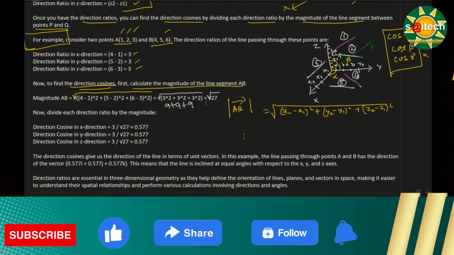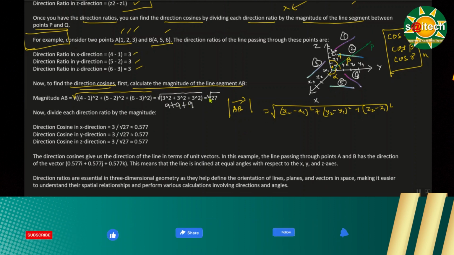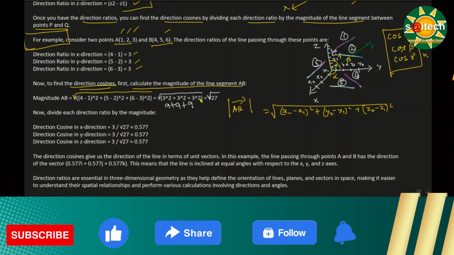So what we are supposed to do in order to find out the direction cosines, as I already mentioned, now we have got the magnitude, that is square root of 27. Okay, and what about the direction ratios? So here we represent them as A, B and C. So we have to calculate, I mean, in the x direction. So x is equal to what?